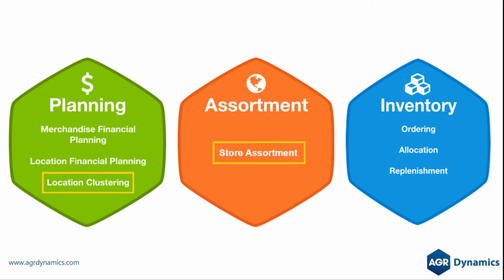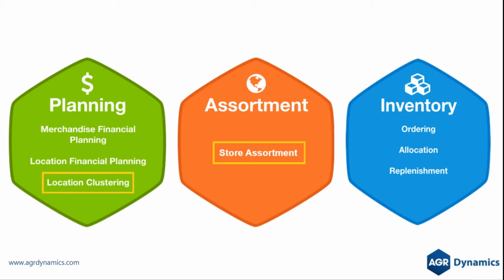As many of you may know, we usually divide the AGR system into three main suites: planning, assortment, and inventory. Keep in mind though that this is all just the one and the same system, where inputs and outputs can be used between suites and modules.